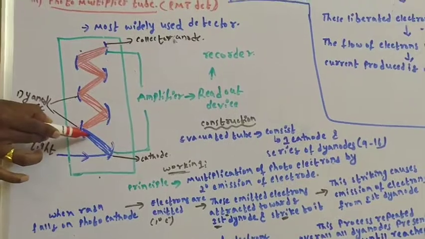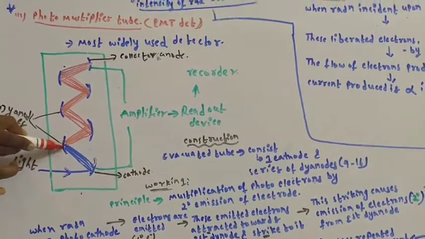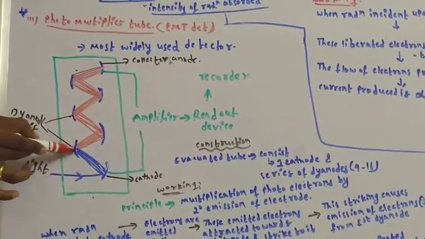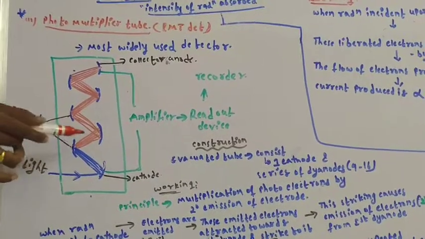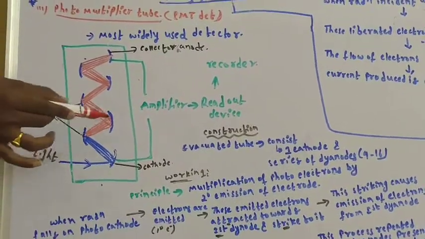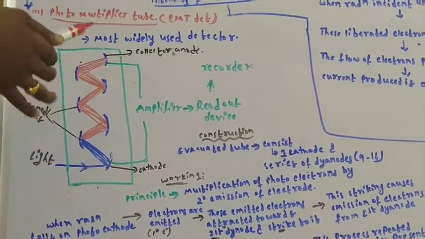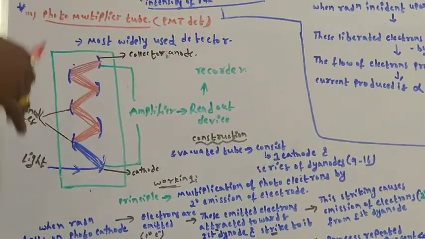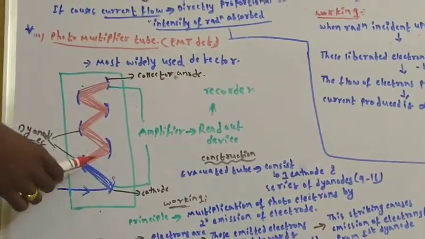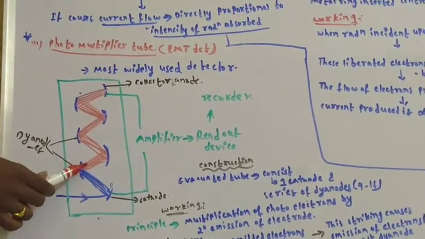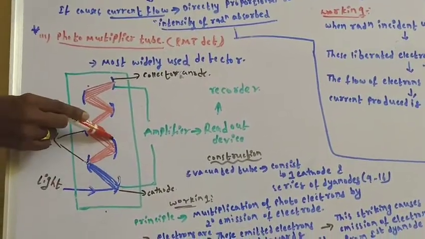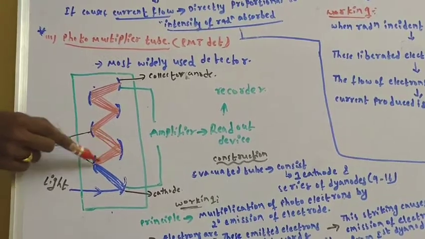Here, the electrons from the cathode will strike the first dynode. Whenever they strike it, more electrons will be produced from this dynode. Then the more electrons coming from the first dynode will be attracted towards the second dynode.